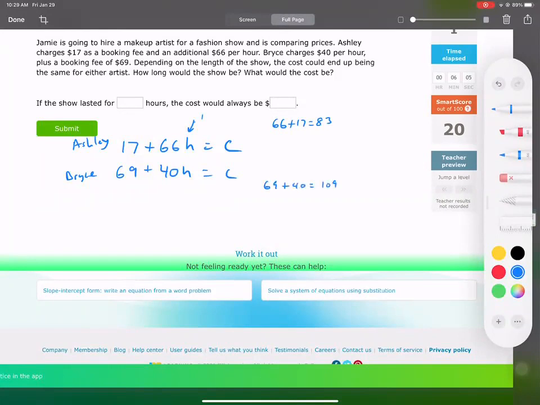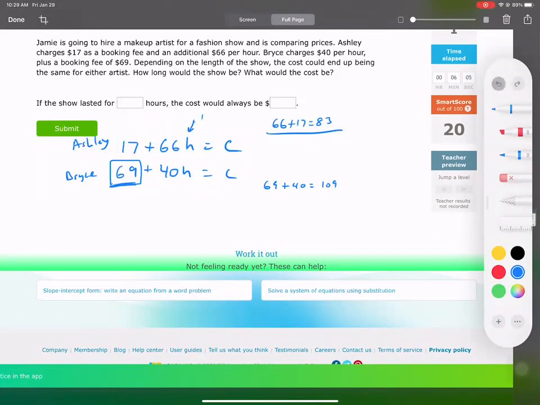So if this was only for 1 hour, sure, this would have been a lot cheaper. But at what point would they have been equal to each other? Because I can see that Bryce charges a higher starting fee, but her hourly rate is smaller, so it doesn't grow as fast. But Ashley charges a small starting fee, but the price increases very quickly every hour.